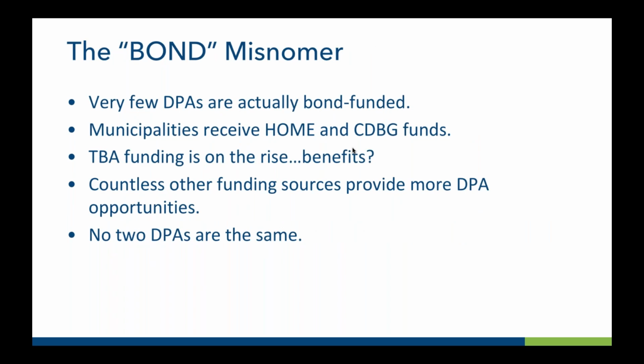One last note here: the bond misnomer. Very few DPAs are actually bond funded. Cities and counties and so forth get funds from HUD through the HOME and CDBG funds, Community Development Block Grant. TBA funding is on the rise. There are plenty of benefits to TBA funding, including potentially waiving the first-time homebuyer requirement, increased income limits, increased purchase price limits, and various second mortgage or DPA options. There are countless other funding sources and DPA opportunities out there, and essentially, no two are the same. But don't get trapped by assuming that all DPAs are bond programs and then tie yourselves to misperceptions about what bond means. It doesn't mean today what it meant 10, 20 years ago.